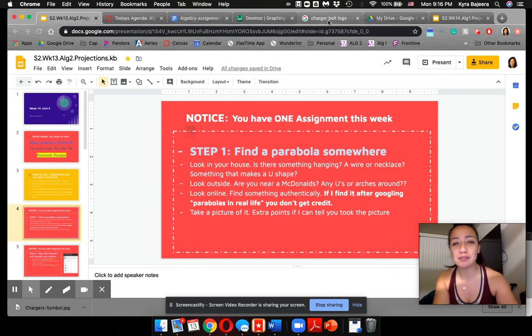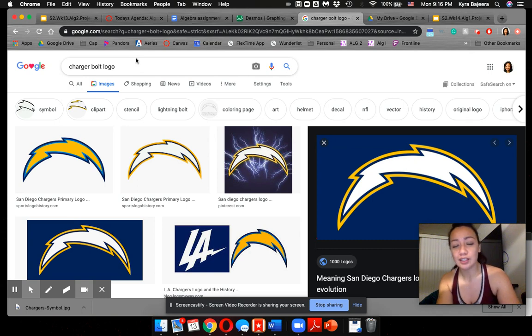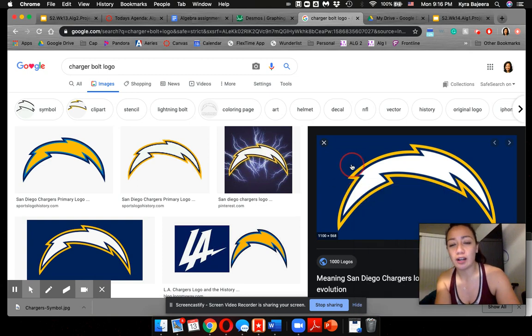So I'm from San Diego. I'm going to use a Charger bolt. I'm a big Chargers fan. So I looked up Charger bolt logo. That's pretty authentic. I thought that was a parabola. You can look up something else. The more creative you are, the better. So I chose that, and I saved it with Save Image As. I've already saved it, so I already have it on my computer.